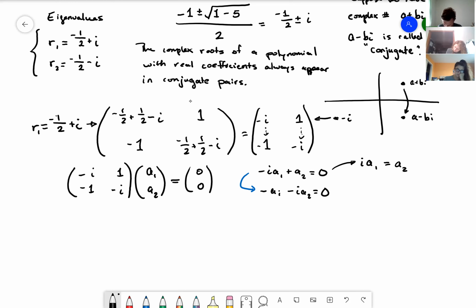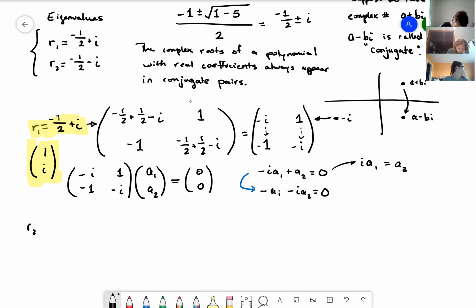I'm just adding i a1 over to the other side. And so I can choose a1 to be 1, and then a2 is i. So my vector will be, I'll write it over here next to the eigenvalue, (1, i). Highlight this so we don't lose it. Okay.